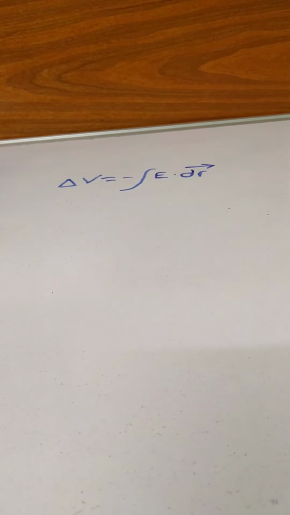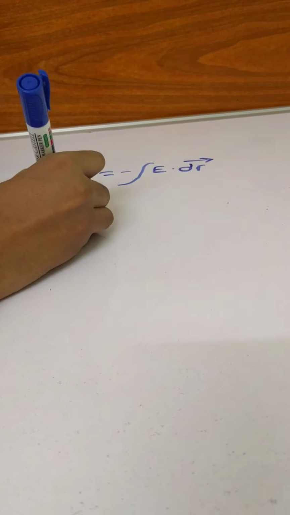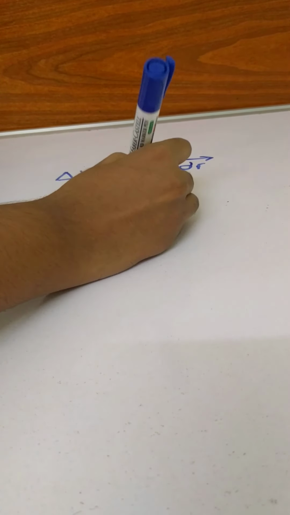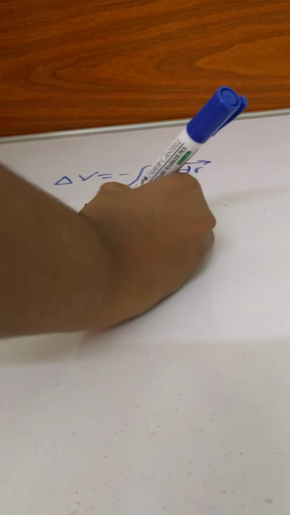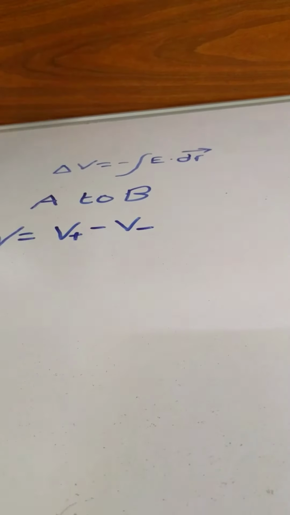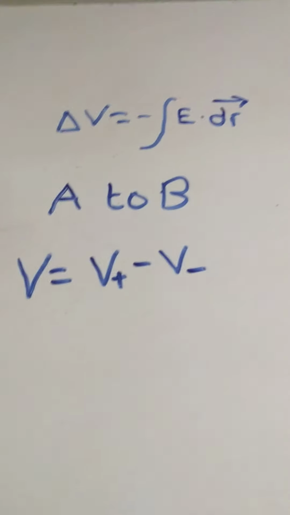So if the field is going, just say, from A to B. I've assumed that the field is going from A to B. So B is the final and A is the initial position. I'm assuming that A is the positive and B is the negative. So I can say that the voltage is equal to V of plus minus V of minus.